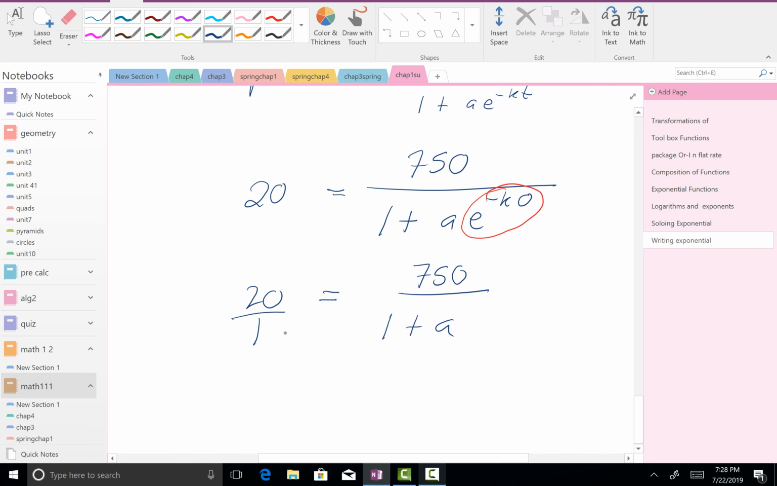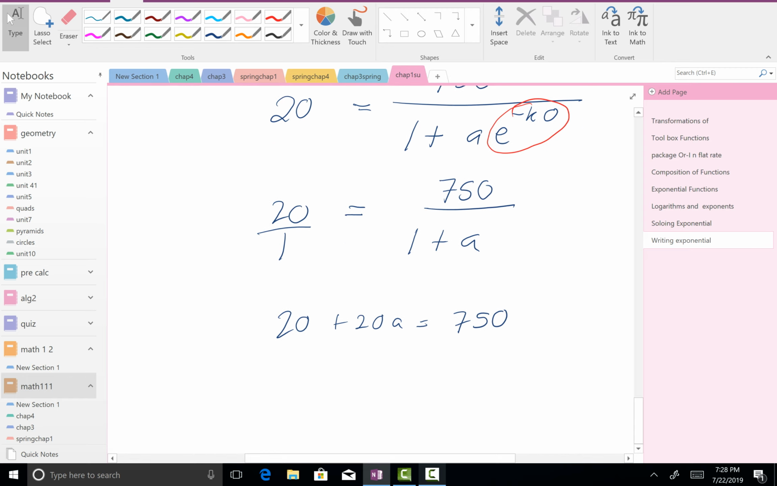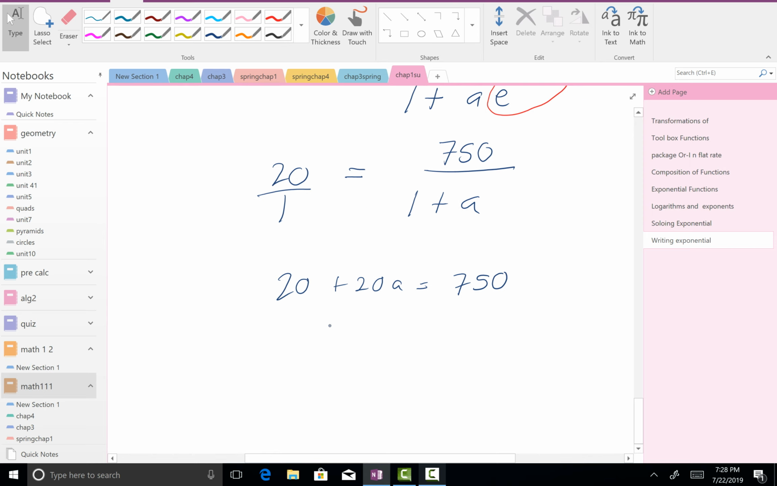730 divided by 20, so 36.5, I think it is, because it's just 73 divided by 2. So there's my A value.